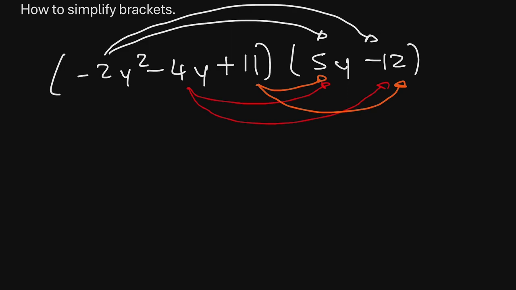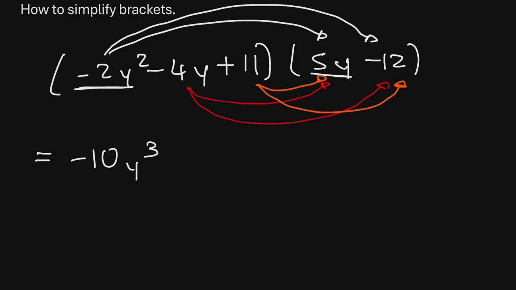So everything on this side multiplies with everything on that side. So now let us start to multiply. So we're going to say what? Negative 2y squared multiplied by 5y. So remember, you say negative 2 multiplied by 5, that is going to give us negative 10. But now y squared multiplied by y, that is going to give us y cubed.